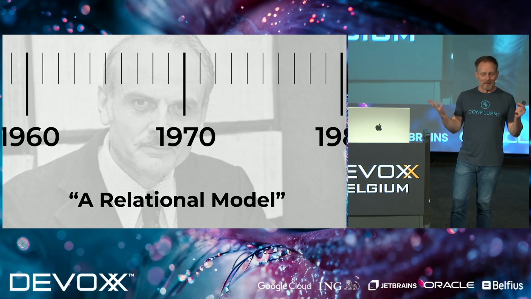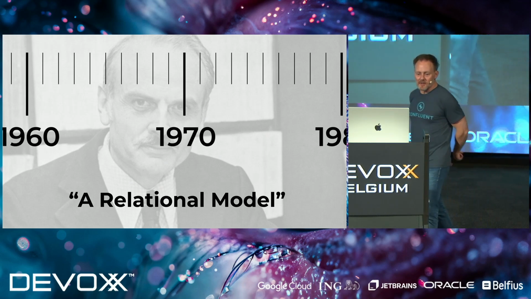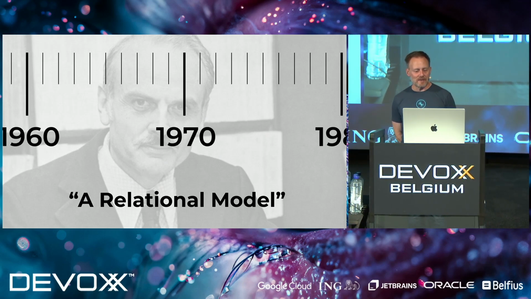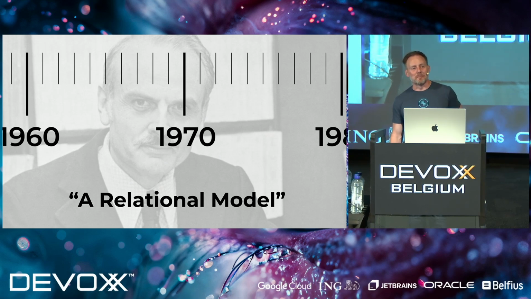So, that's just how we think about data. Well, that wasn't a thing until this guy named Ted Codd in 1970 published a paper called A Relational Model of Data for Large Shared Data Banks. It's a very old-timey way of putting it.